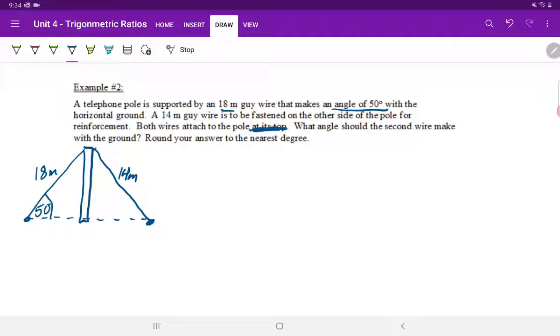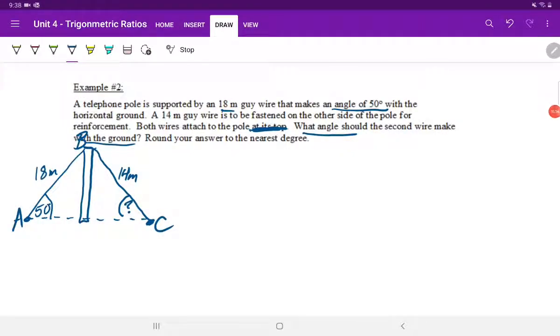What angle should the second wire make with the ground? So we are looking for this here. Label your triangle. You can use any letters you want. I'm going to use ABC. You can see that we have a non-right angle triangle. Although we have two right angle triangles, let's solve this as just one big triangle.